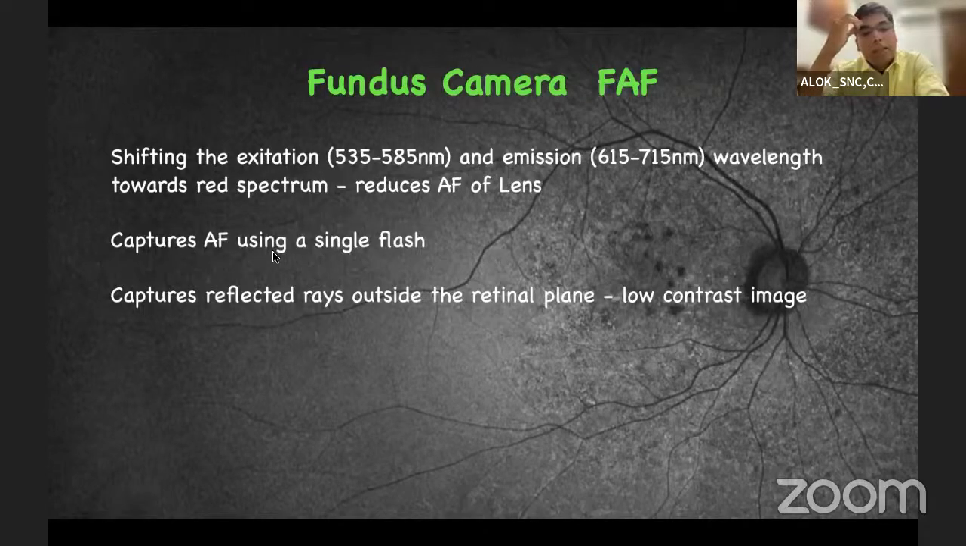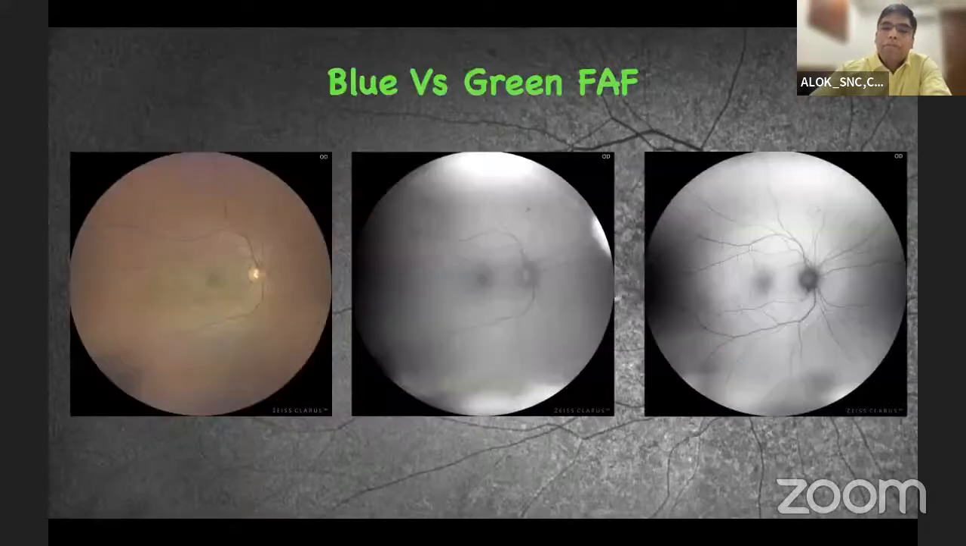Now, the autofluorescence in flash camera-based fundus autofluorescence cameras is captured using a single flashlight, and the captured light is being reflected at different planes, and this reduces the contrast of the image. And I'll show you the difference between the two systems.